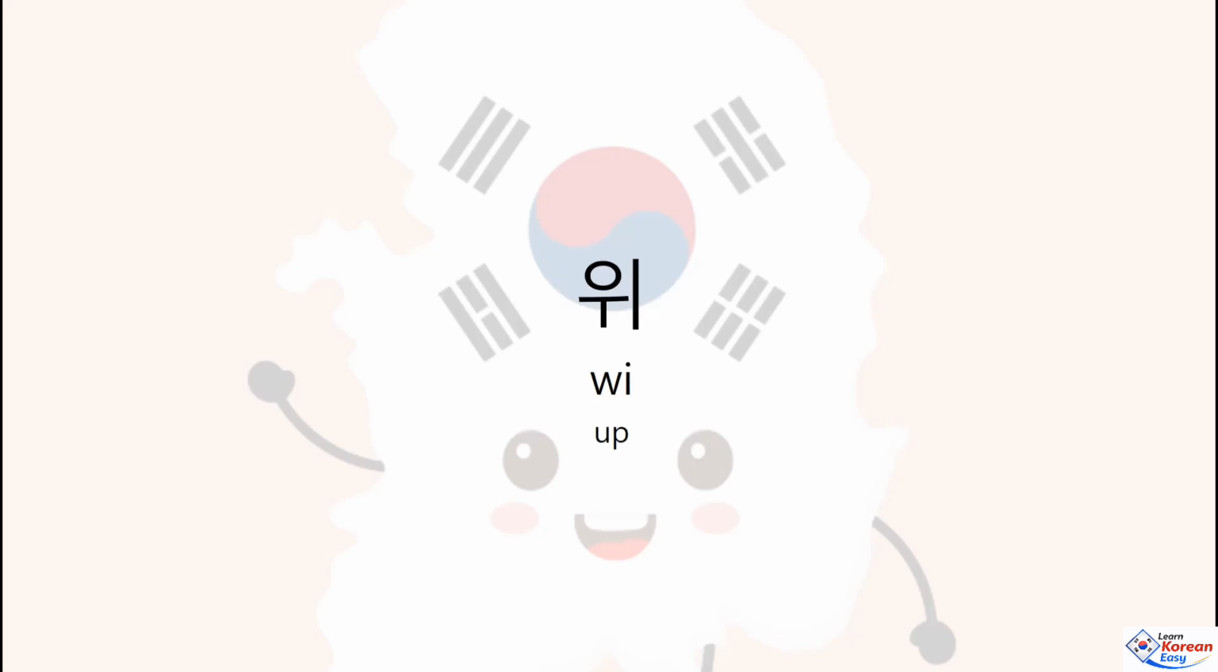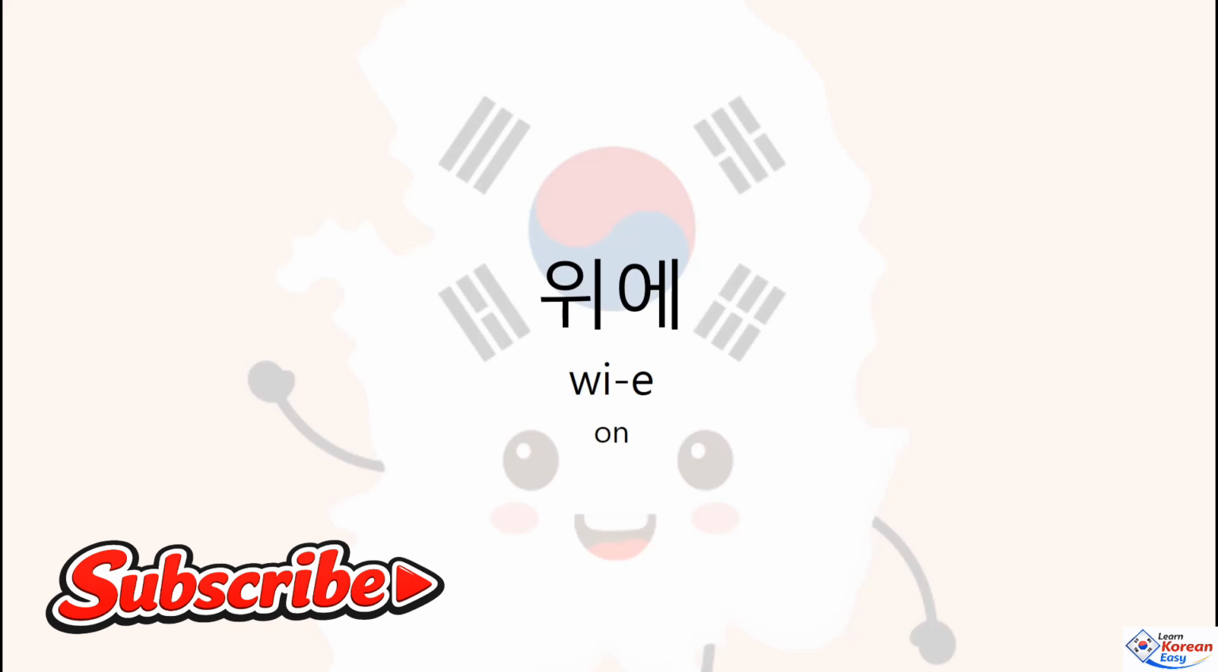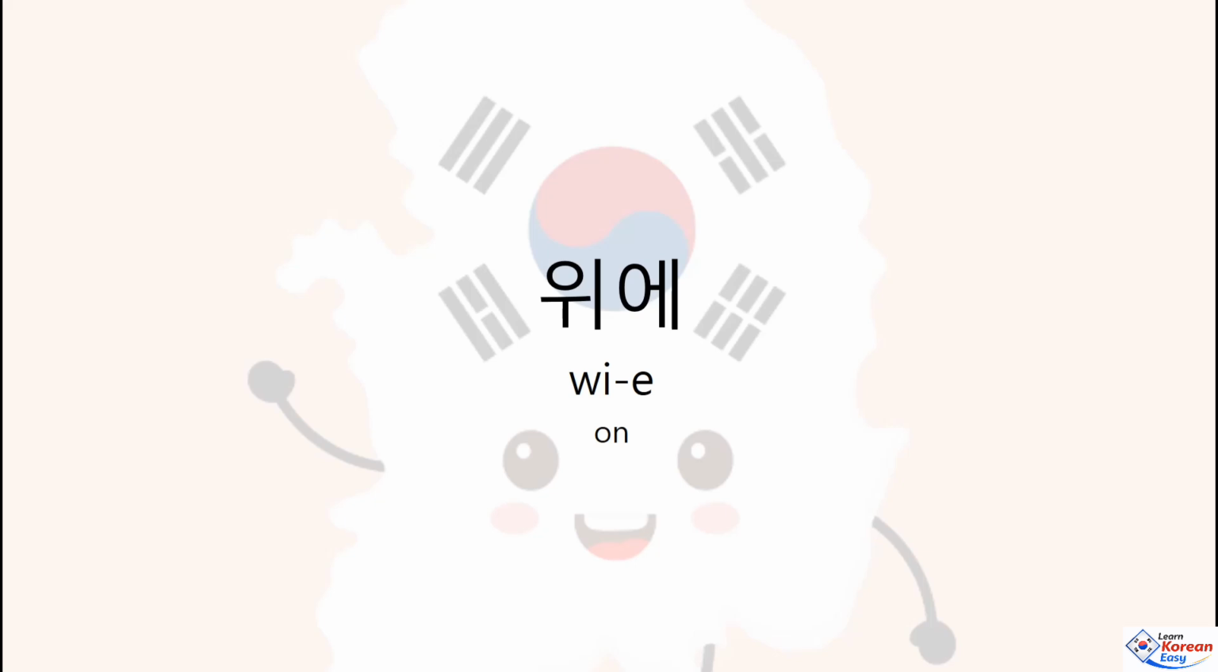Okay. Next one. 위. 위 is up. Okay. 위에 is on something. So let's say 학교 위에, that means on top of the school, above the school, on, something that's above. On or above. Okay, next one, under or down, that's 아래.